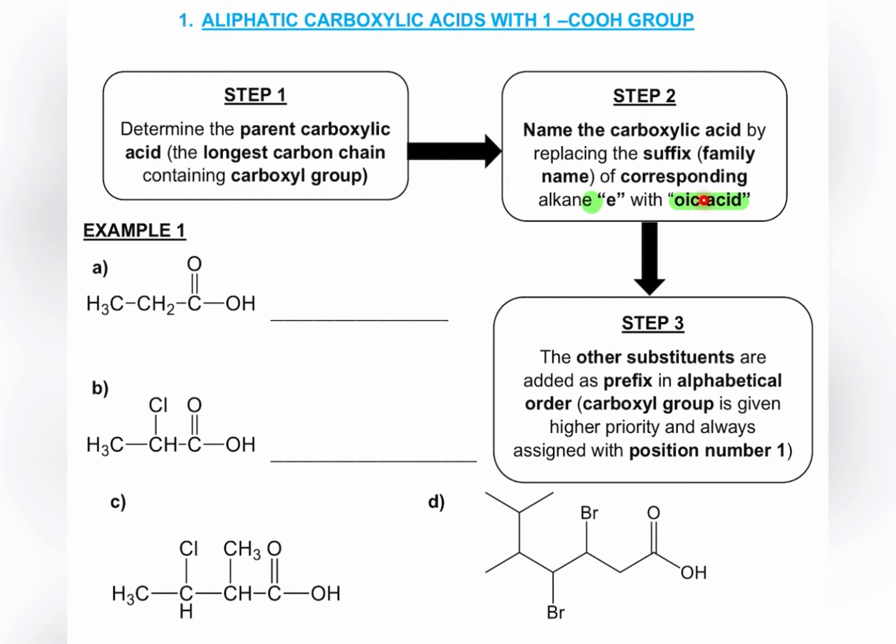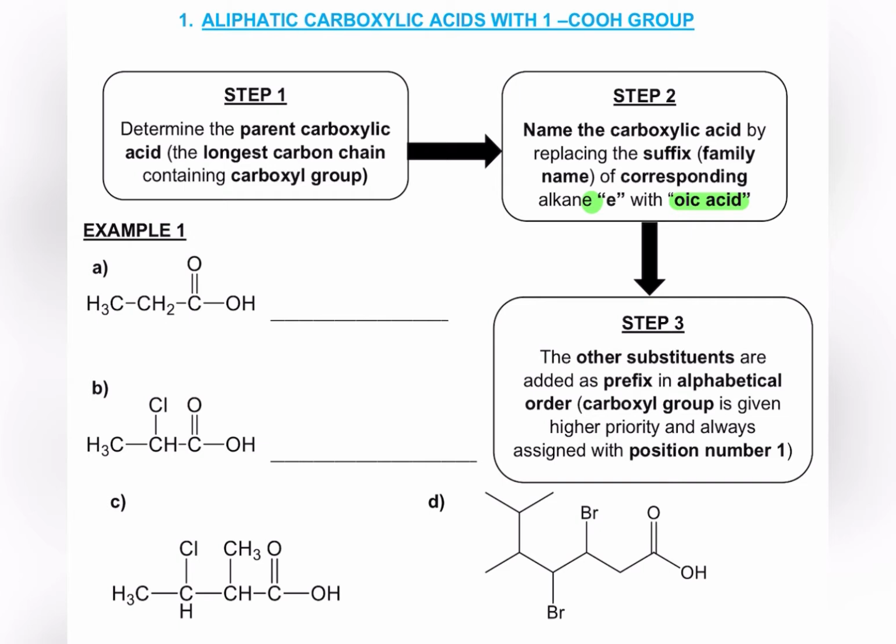Next one, the last step, if you got any substituents attached to your parent of carboxylic acid, you must use the alphabetical order as prefix. And your position for carboxyl group, that carbon that attached to double bond O and OH group, must be positioned at number 1. So let's try example 1 with a few structures here.